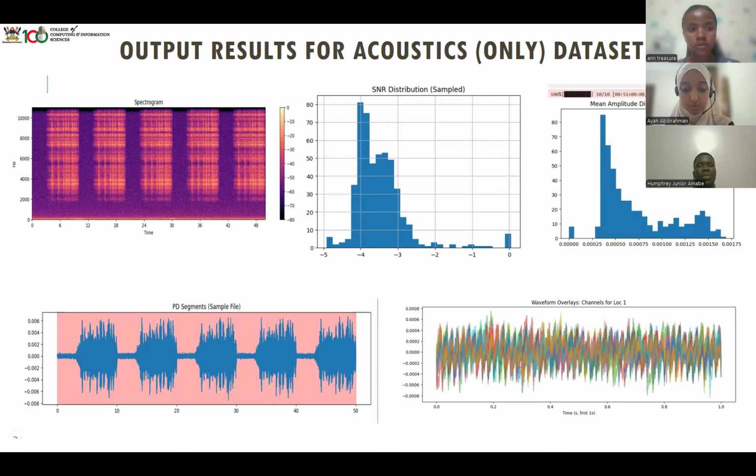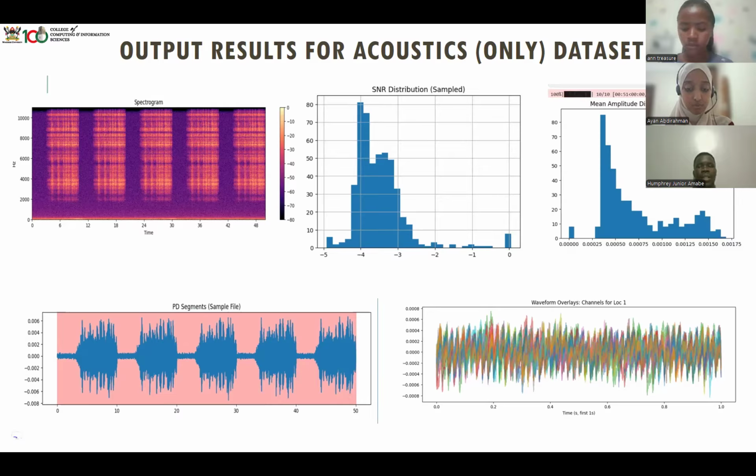Now, the second visualization is a signal to noise ratio histogram. The histogram shows the signal to noise ratio across all the files in the dataset, specifically a random sample for visualization. The signal to noise ratio measures how strong the PD signal is compared to the background noise. The x-axis goes from -5 to 0 decibels, and the y-axis is a count of the different files that we have.